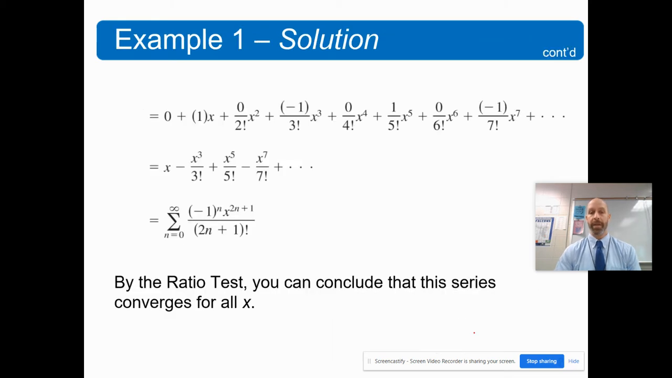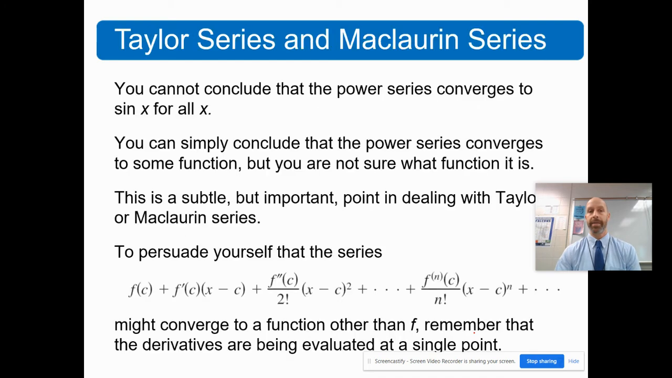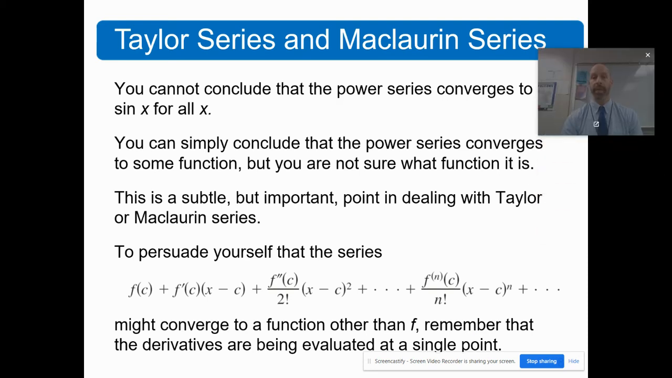Now let me go back here and look at this again. By the ratio test, you can conclude that this series converges for all x. You cannot conclude that the power series converges to sine of x for all x. You can simply conclude that the power series converges to some function, but you're not sure what that function is. This is a subtle but important difference when dealing with Taylor and Maclaurin series. To persuade yourself that this series might converge to a function other than f, remember that the derivatives are being evaluated at a single point.